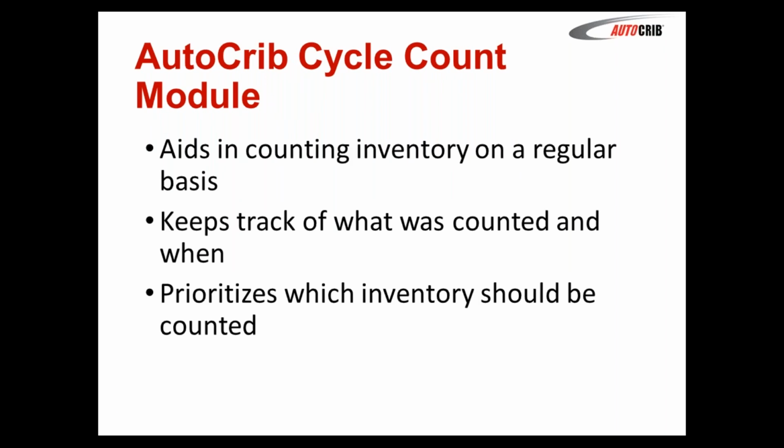The purpose of the inventory cycle counting module in the AutoCrib software is to aid in counting inventory on a regular basis, to keep track of what was counted and when, and very importantly, to prioritize which inventory should be counted. Verifying inventory totals is critical to avoid stockouts and aids in accounting purposes.